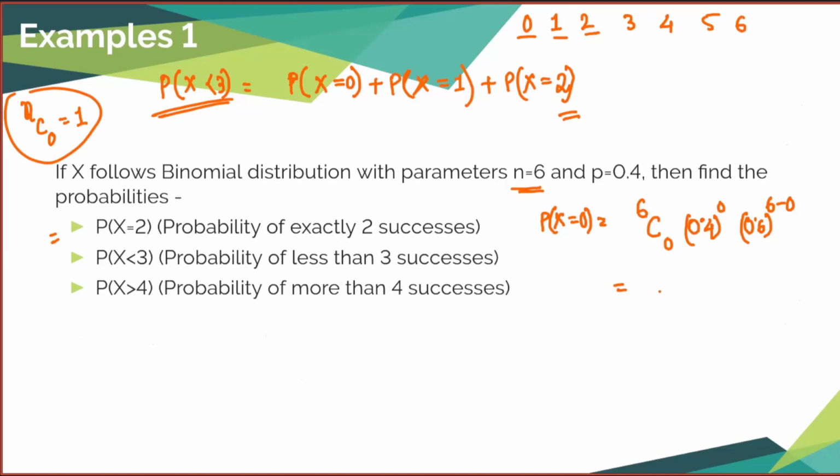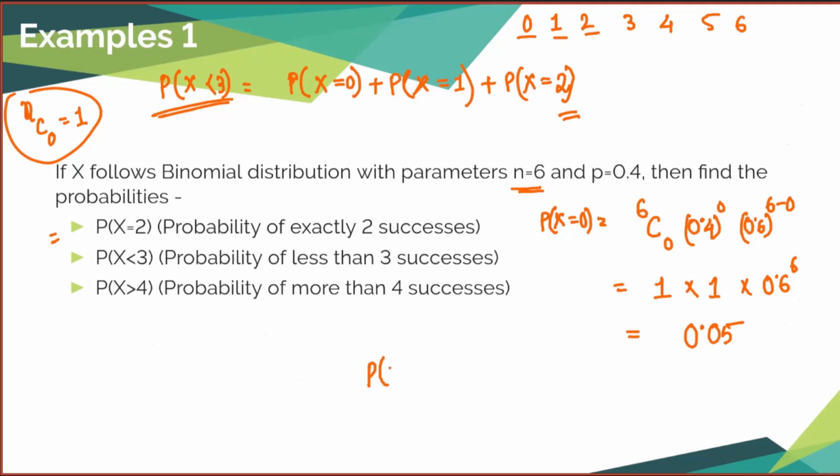So 6C0 will give you a value of 1 into any value to the power 0 will give you 1, right? Something to the power 0 is again 1 into 6 minus 0 is 6, so 0.6 to the power 6 is the probability of getting exactly 0 success. That means you will never succeed in that particular situation. This is equal to 0.05, approximately 0.05 the value is, right? So we got probability of x equal to 0.